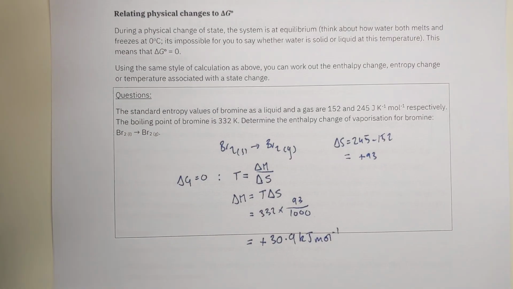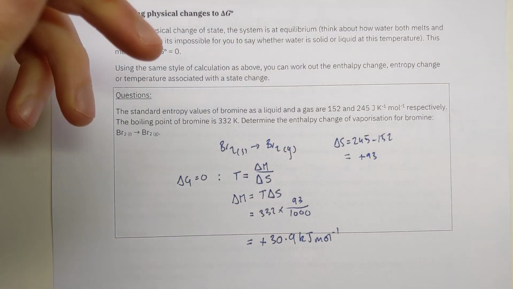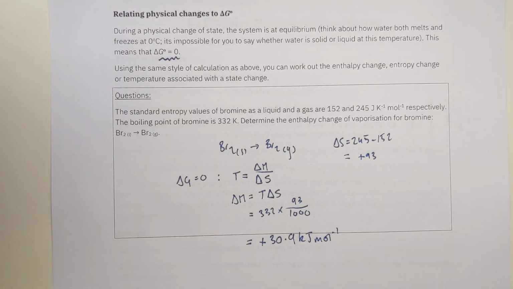So if you get a question about a change of state and calculating an entropy or enthalpy change for it, the key fact to remember is that delta G is 0 for a change of state.